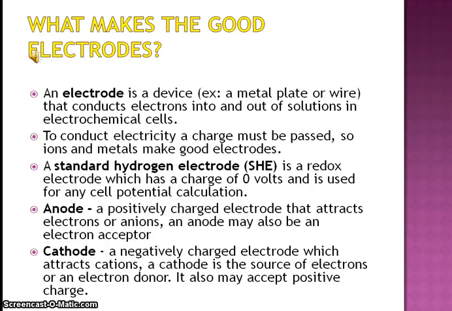An anode may also be an electron acceptor. Cathode: a negatively charged electrode which attracts cations. A cathode is the source of electrons or an electron donor. It may also accept positive charge.